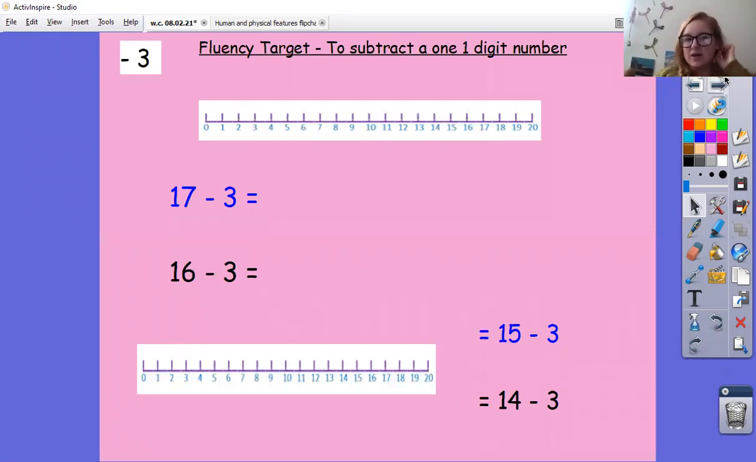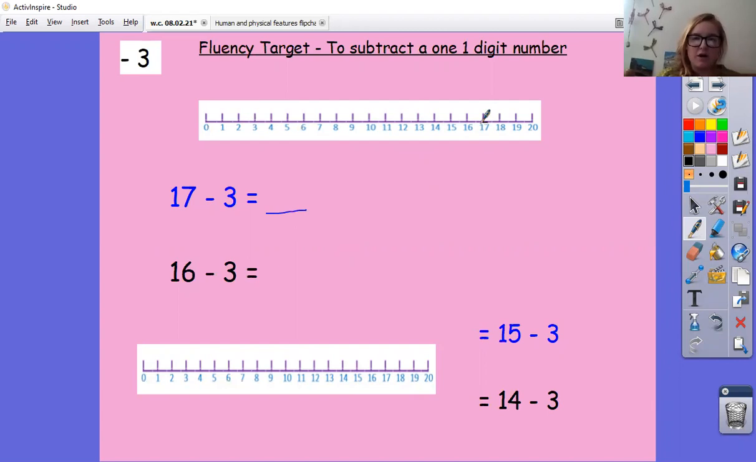Fantastic. Okay, let's look at our fluency for today. So today we're going to be looking at subtracting 3 from numbers up to 20. So here is my first problem. My first part is 17. Subtract my second part equals my remaining part. So how do I find my remaining part? We use a number line to help me.